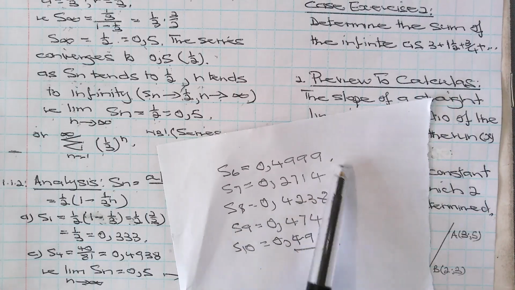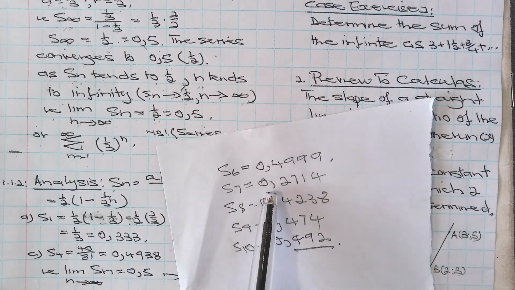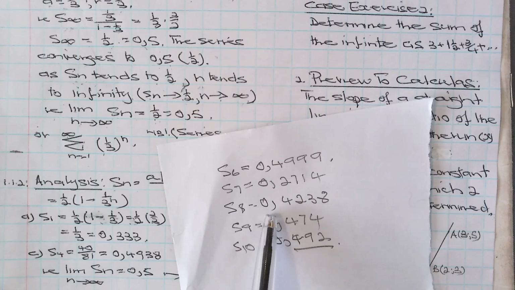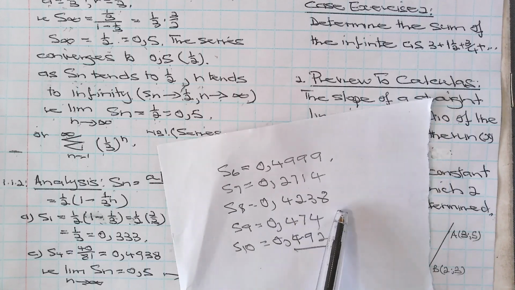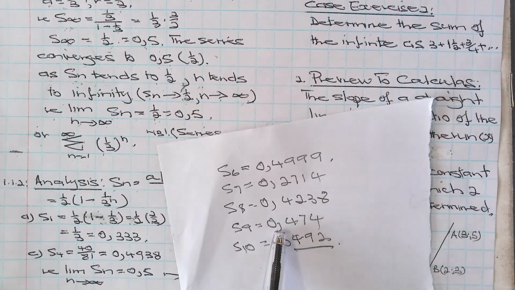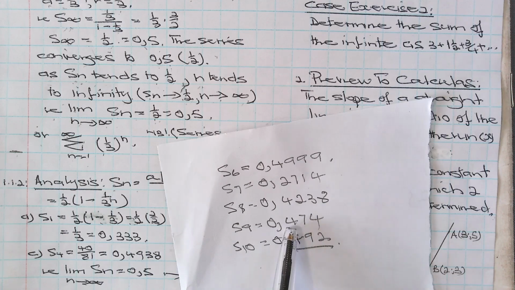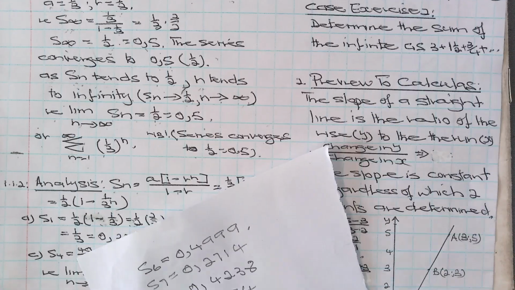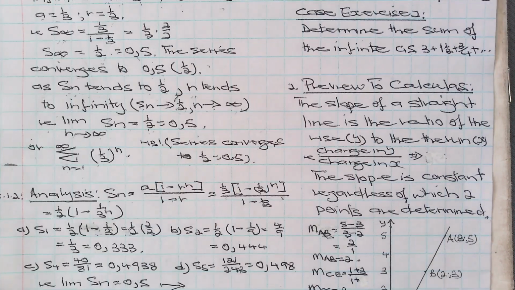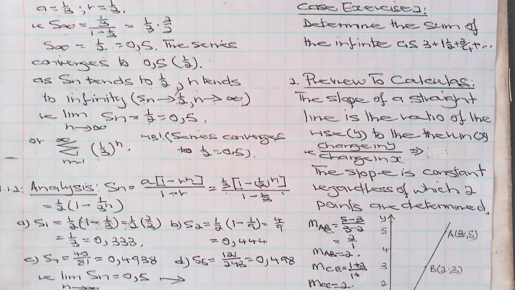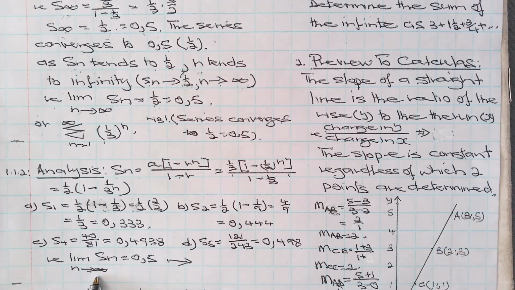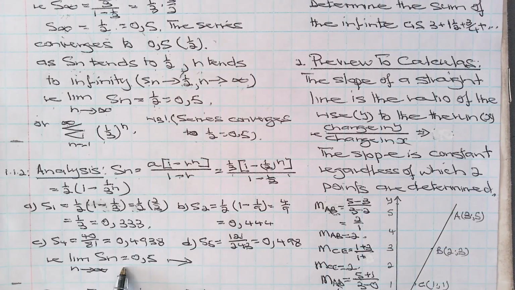The sum of 6 terms is 0.499. It tends to 0.5. 7 is 0.2714. 8 is 0.4238. 9, 0.74. Nearest term is 0.5. Therefore, for these numbers, the limit as n tends to infinity is equal to 0.5.